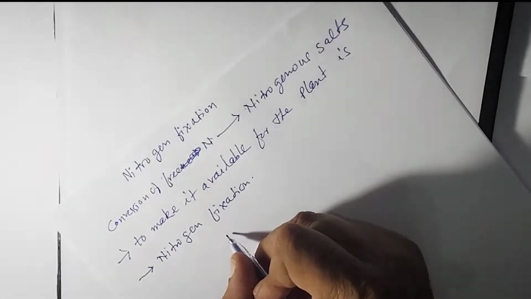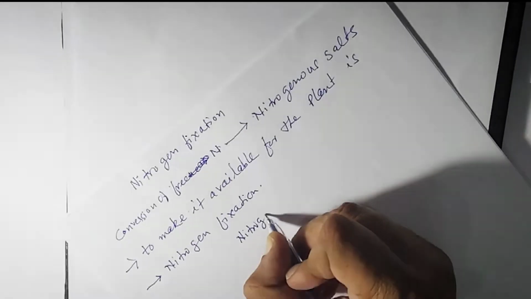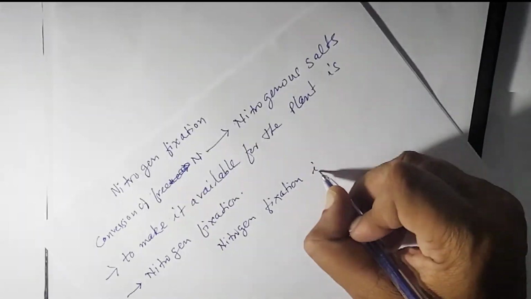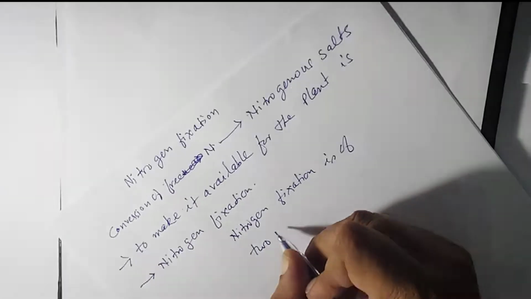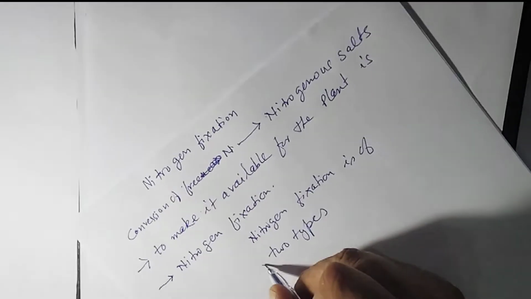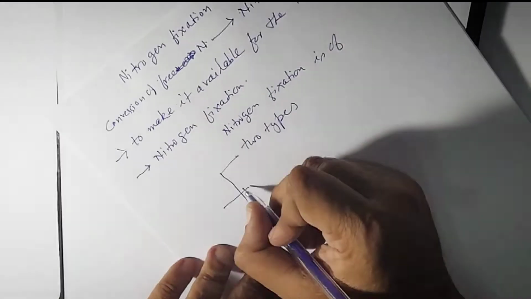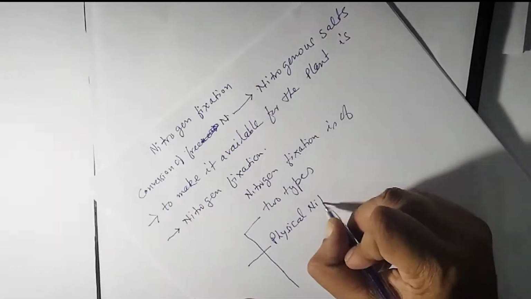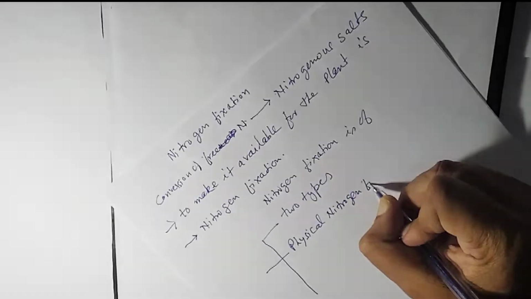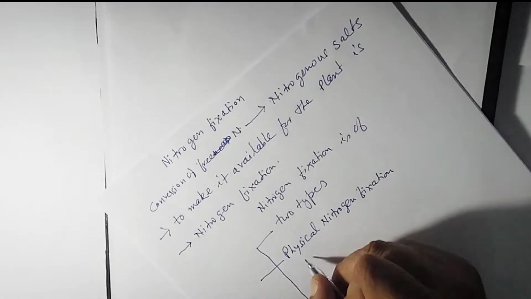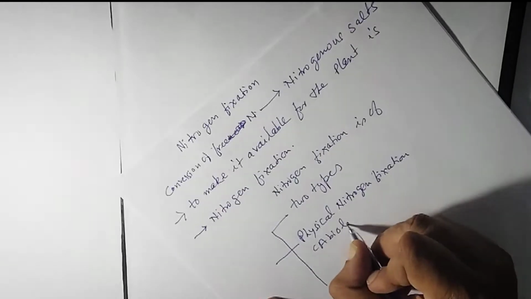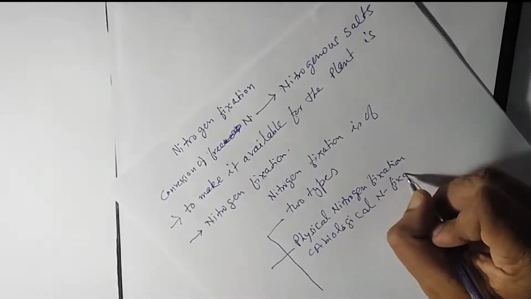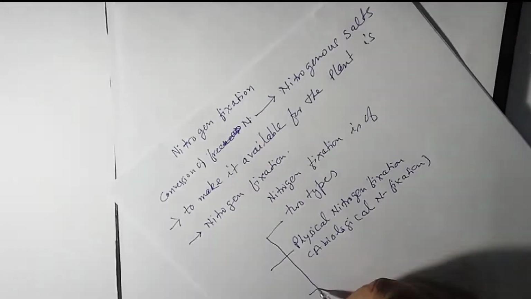Nitrogen fixation is of two types. The first type is physical nitrogen fixation, or abiological nitrogen fixation. The other one is biological nitrogen fixation.